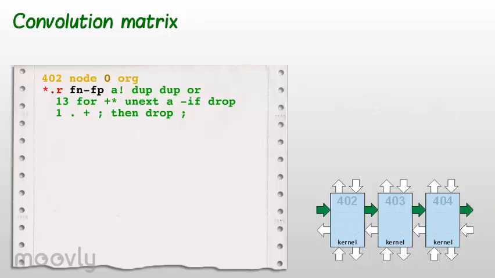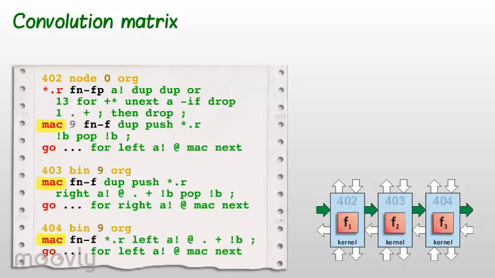A word that takes care of coordinating those 2 intertwined streams is MAC. The word MAC is called from a loop defined in word go after a new pixel value has been read from the appropriate west port. Notice that pixel values provided to node 402 come from the distributor module, while those provided to nodes 403 and 404 come from the preceding nodes of the convolution matrix.